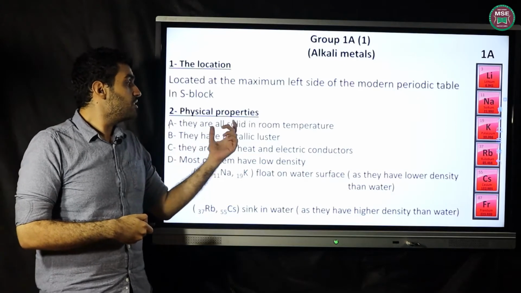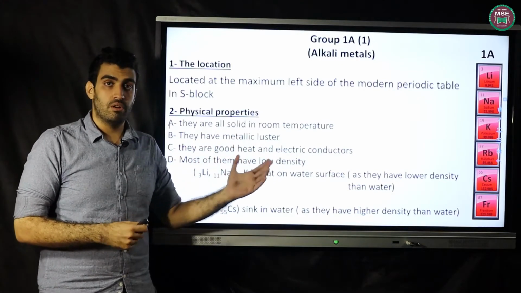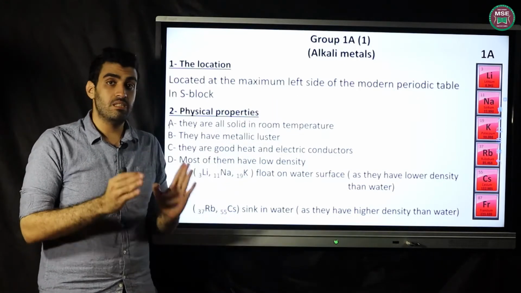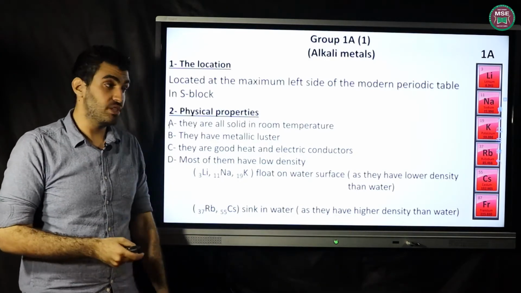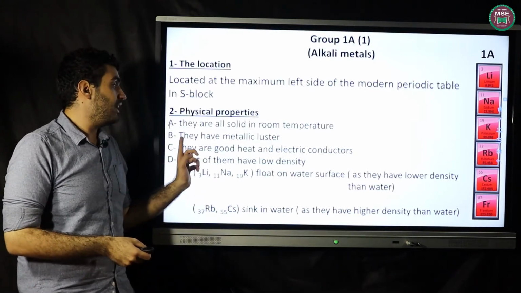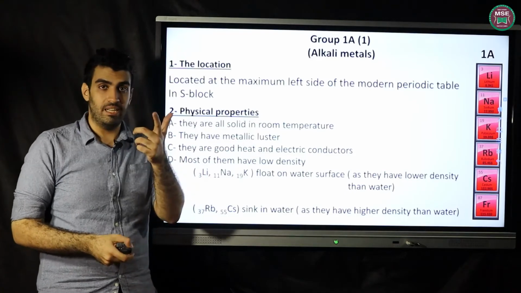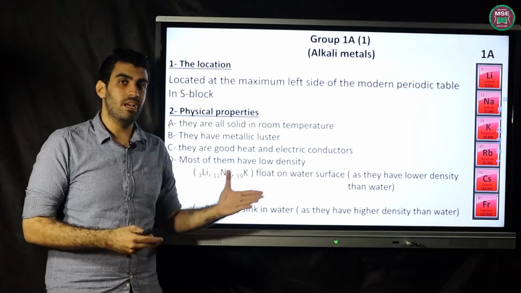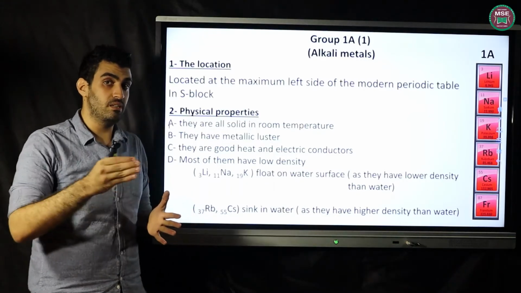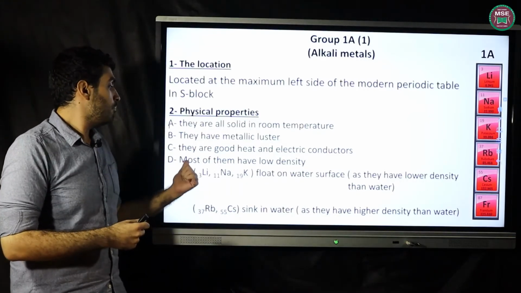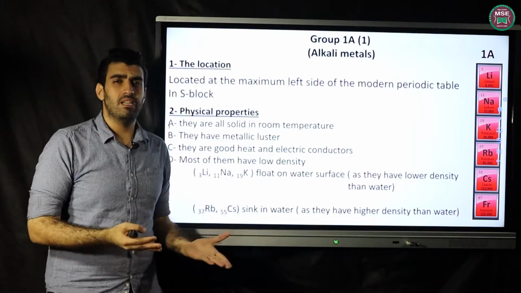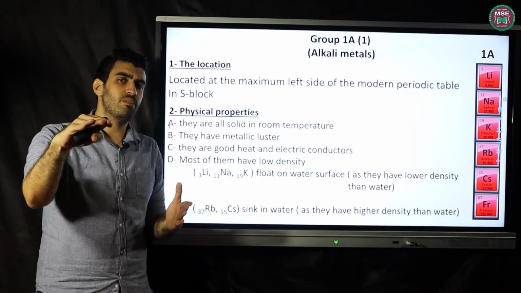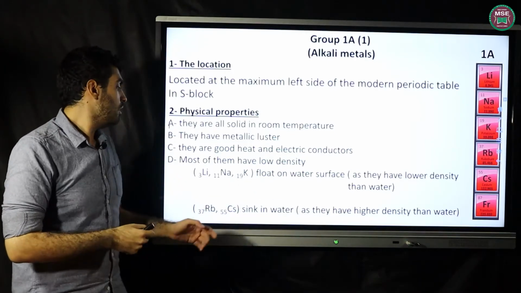They are all solid at room temperature. Any element of this group is solid at room temperature. Number 2, they have metallic luster, they are shiny. Number 3, they are good heat and electric conductors, as we know that metals are good heat and electric conductors. Most of them have low density, so they float on the water surface.